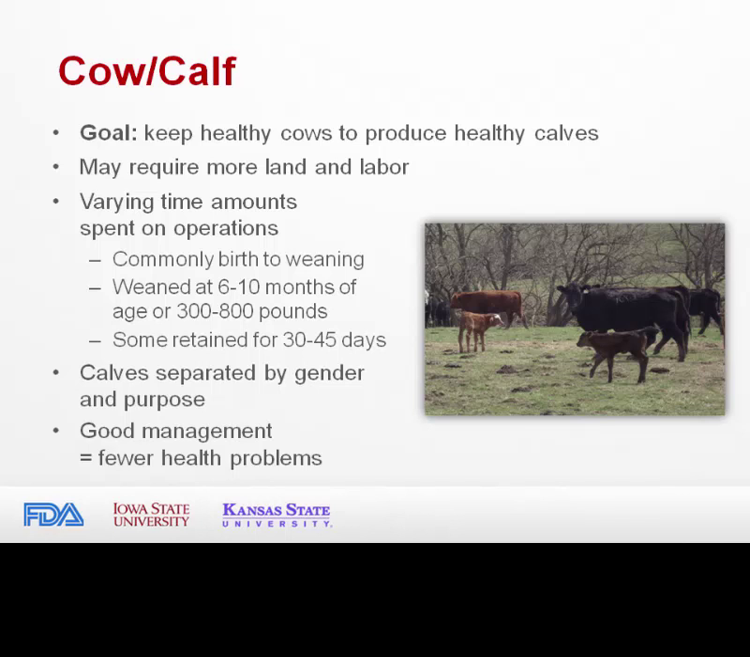Some producers may choose to keep all their calves past weaning and raise them themselves. Others may send them to a backgrounder which will adapt them to the feedlot environment. Regardless of the production method, it is common that calves are separated into replacement heifers and breeding bulls to be retained within the herd, or heifers and castrated bulls, called steers, that will be sent to the feedlot. All producers should remember that good management of calves and cows will lead to fewer health problems in the long run.